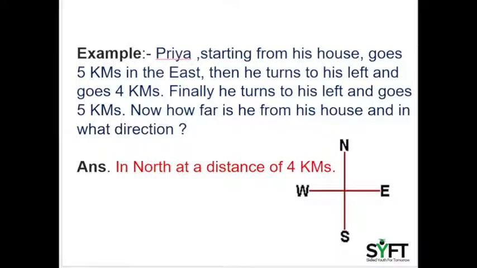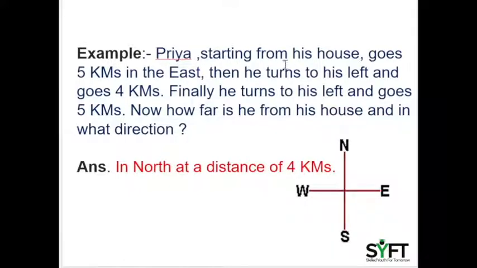For example, Priya starting from her house goes 5 kilometers east, then she turns to her left and goes 4 kilometers. Finally, she turns to her left and goes 5 kilometers. Now, how far is she from the house and in what direction? Let's proceed to solve this question step by step.